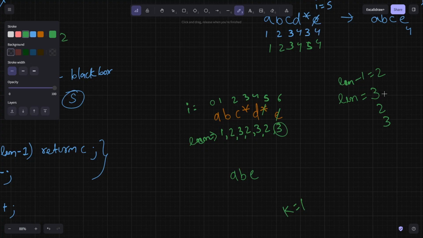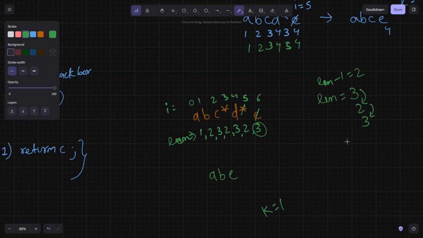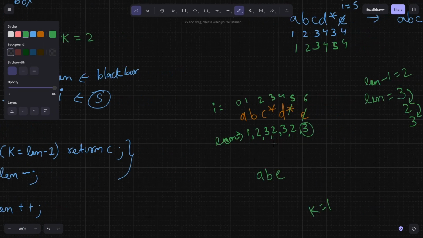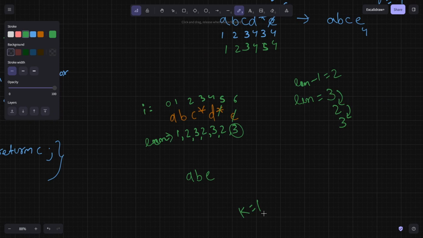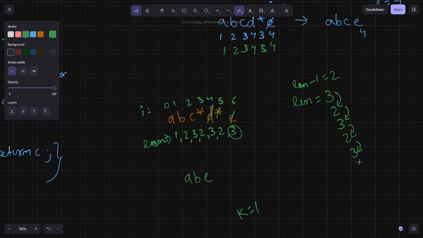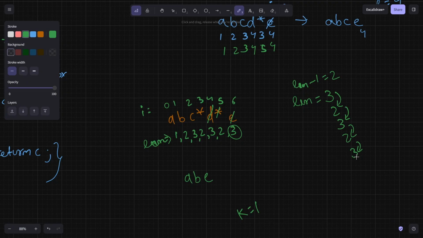That's the first iteration. In the second iteration, we got another character d. At d, length is equal to 3, so length minus 1 is going to become 2, but k equal to 1, so we again skip d and do length minus minus, that is 2. In the third iteration, again we got an asterisk, so we do length plus plus, that is 3. And now at c again do length minus minus, that is 2, but 3 minus 1 is 2, and 2 doesn't equal 1, so now do 2.